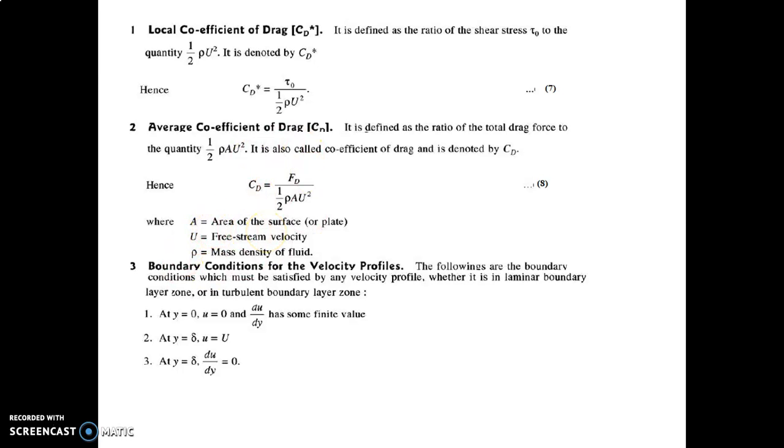That is, the boundary conditions for the velocity profile: at small y equal to 0, small u equals 0, and du upon dy has some finite value. And if y equals delta, small u is equal to capital U, that is, the boundary velocity equals the free stream velocity at y equal to delta, the boundary layer thickness. At y equal to delta, du upon dy equals 0.